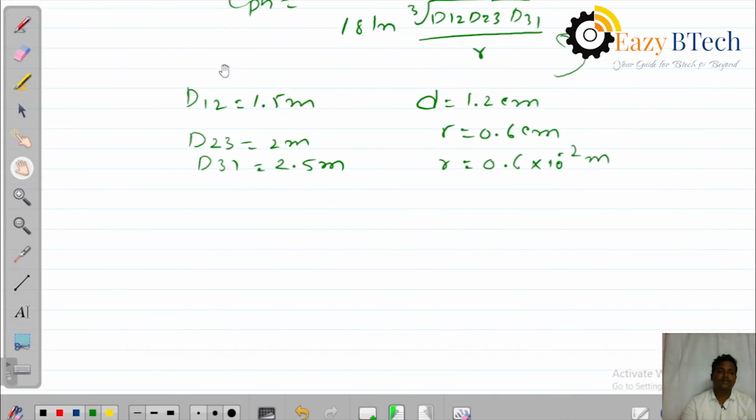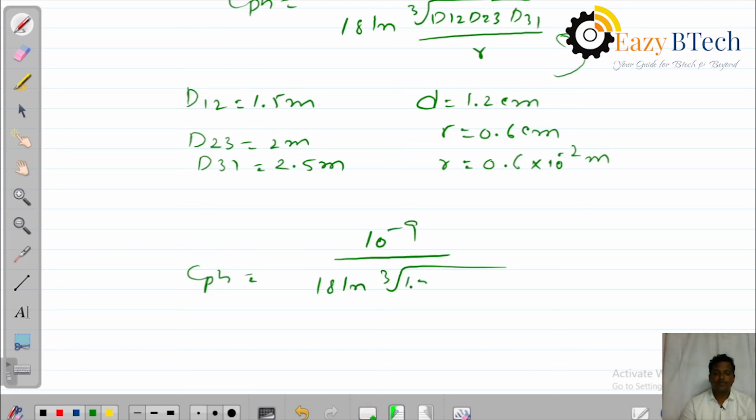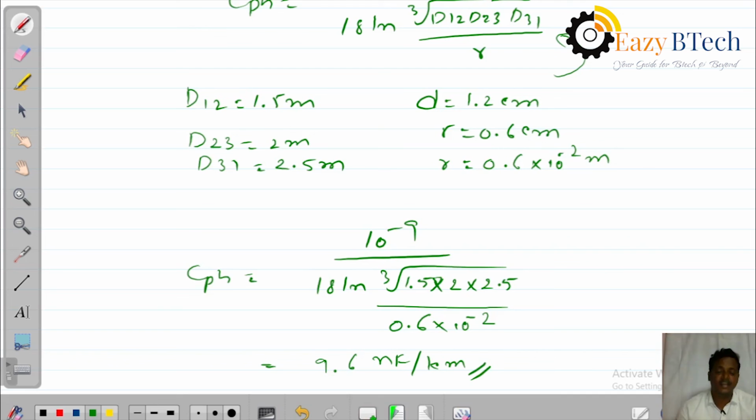This equation gives C phase equals 10 power minus 9 divided by 18 ln [third root of (1.5 into 2 into 2.5) divided by (0.6 into 10 power minus 2)]. How much capacitance do you get? Capacitance equals 9.6 nanofarad per kilometer. Okay, this is the way we will calculate problems on capacitance for the unsymmetrical transposed case. Thank you.